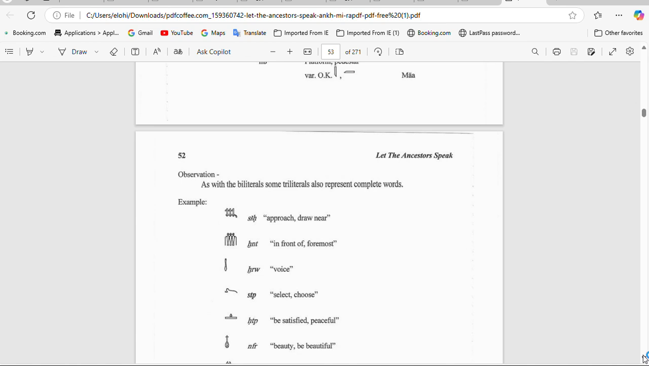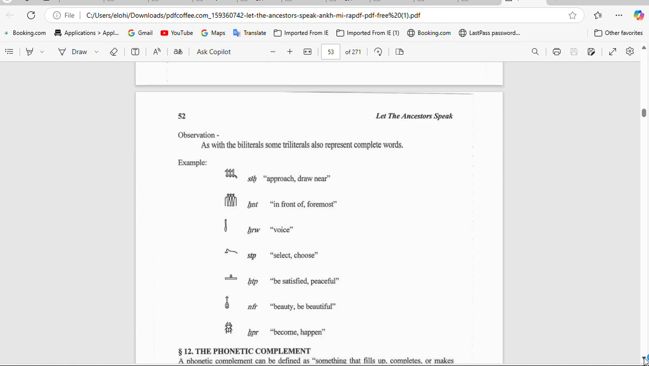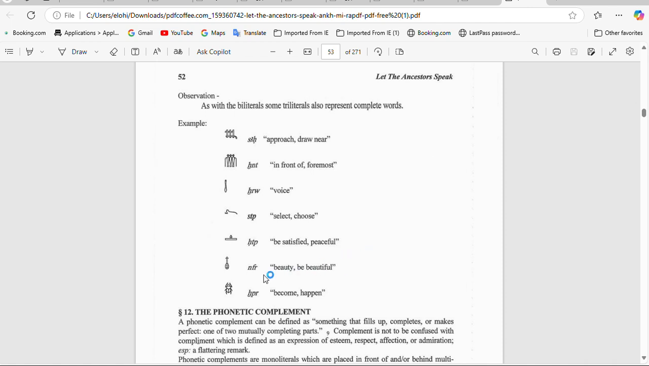Then, as with biliterals, some triliterals also represent complete words. Siha, approach, draw near. Henti, in front of, foremost. Haru, voice. Satep, select or choose. Hatep, be satisfied, peaceful. Nefer, beautiful, be beautiful. Kipper, become or happen. So we're going to stop right here, right before we get to the phonetic complement.